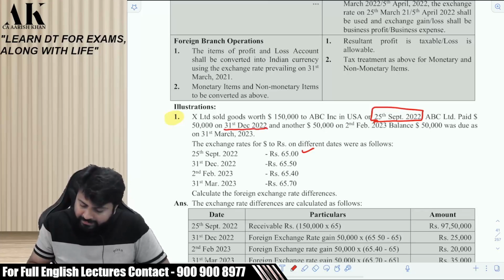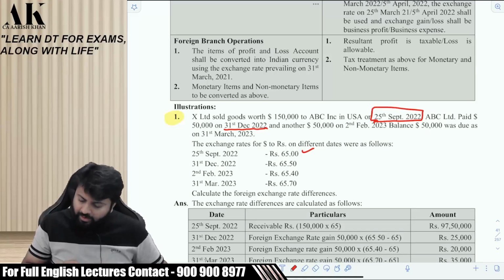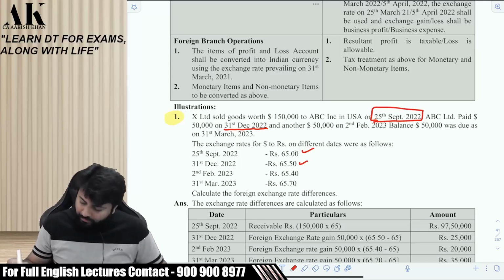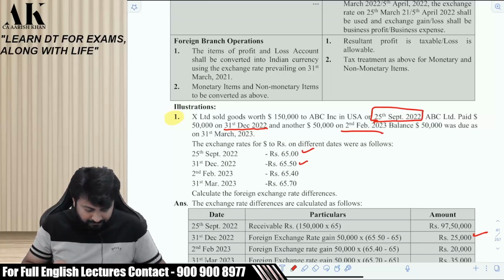Now, let's calculate the gain and loss in future. On 31st December, there can be gain or loss? Please tell. On 31st December, the rate is 65.5 and you are exporting. For an exporter, it is a gain or loss? Gain of 50 paise, right? So 25,000 gain over here. Then in the month of Feb also some payment is made. Payment is received. How much payment is received? 65.4. Again gain. Right, beta? Gain of 20,000 rupees. Is it clear?